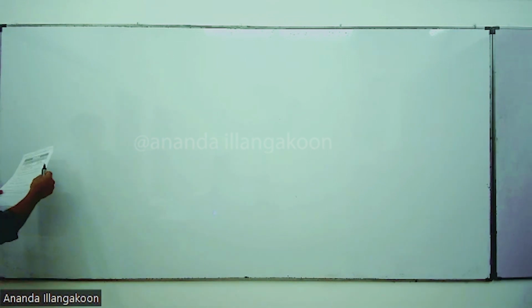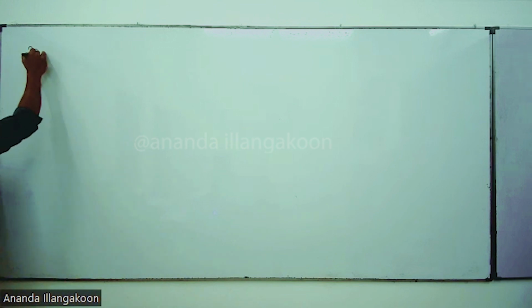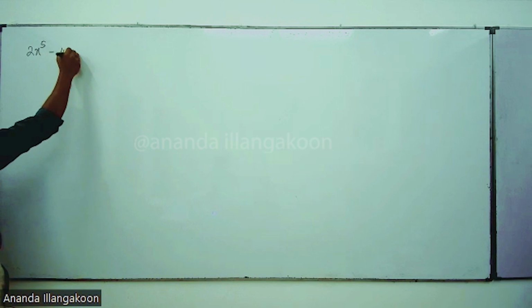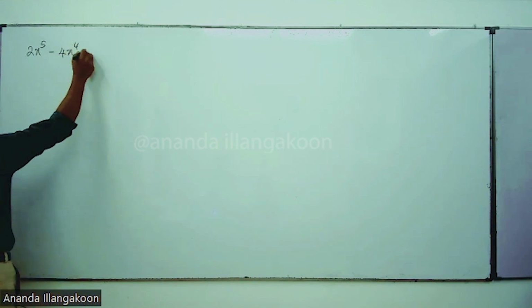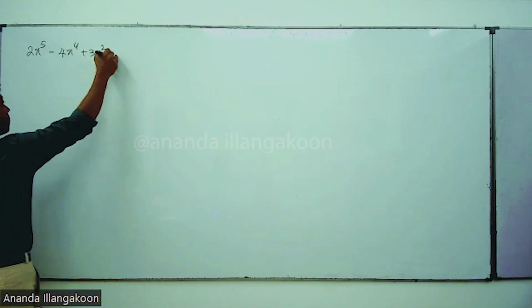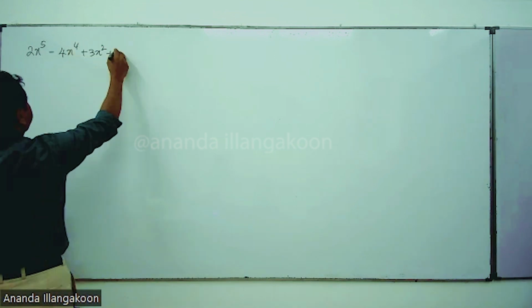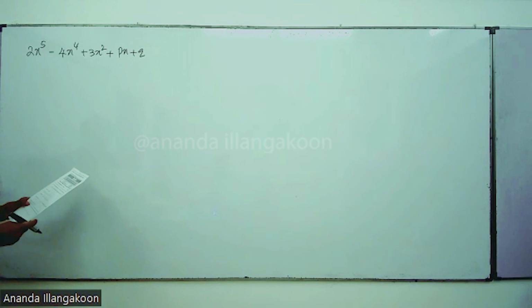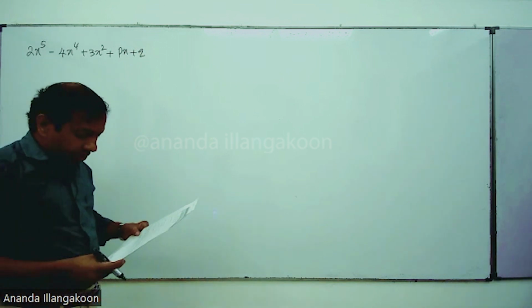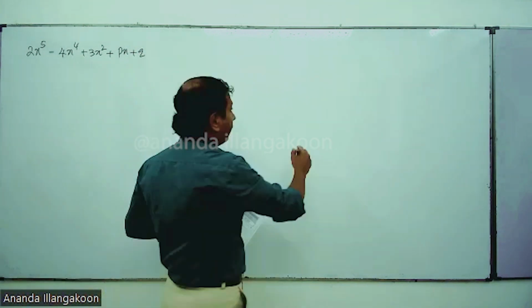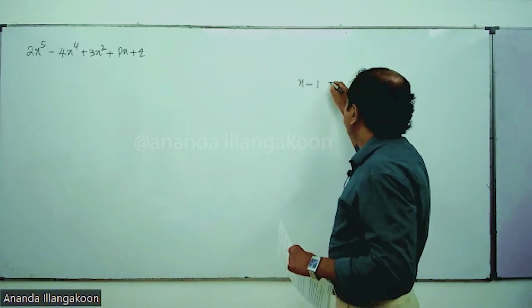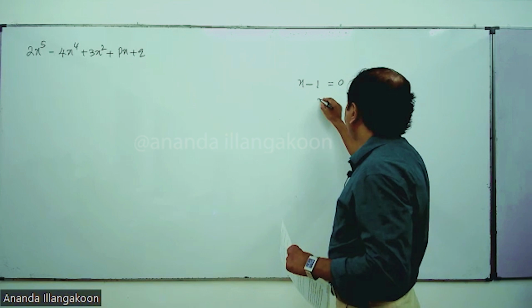The function is 2x^5 - 4x^4 + 3x^2 + px + q. When this is exactly divisible by x - 1, exactly divisible by x - 1 means, this x - 1 we first equate to 0 and find the x value.